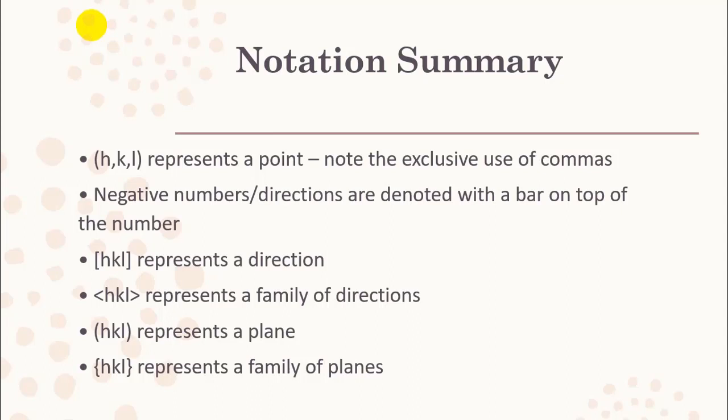hkl enclosed by square brackets represents a direction, and hkl enclosed by first brackets, or parentheses, represents a plane, and hkl enclosed by curly brackets represents a family of planes. Here the h, k, l values are not separated by commas. Note that the exclusive notation for a site or point can only use commas in this notation system.